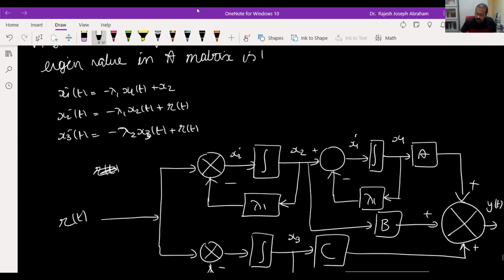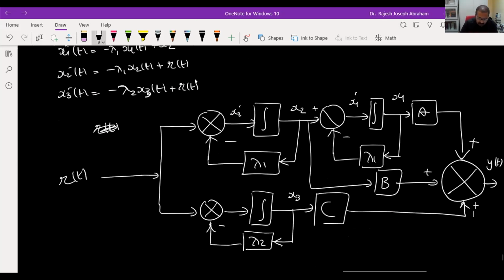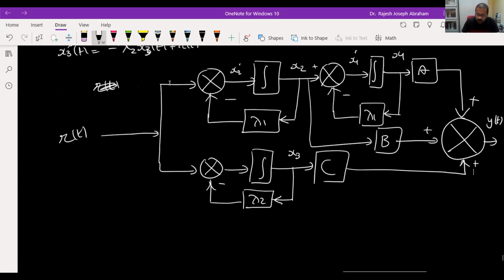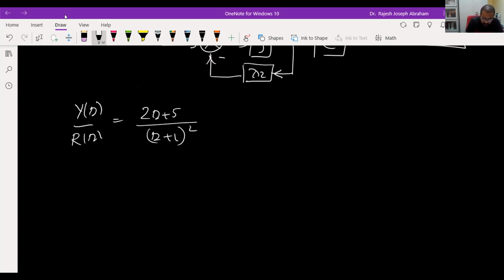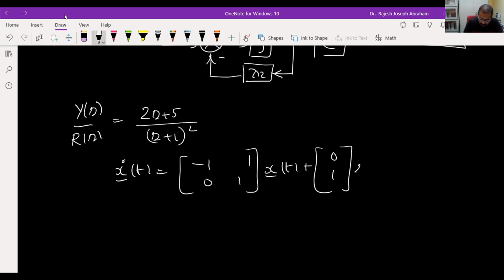In this way you can obtain the state diagram for a Jordan canonical form, wherein the transfer function has repeated poles. As an example, let's try this question: Y of s by R of s equals 2s plus 5 divided by (s plus 1) whole square. When you convert it, you will get x dot of t equals [minus 1, 1; 0, minus 1] x plus [0; 1] r of t, and the output y of t will be equal to [3 2] x.